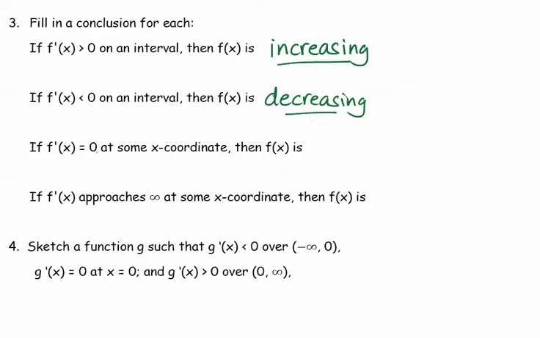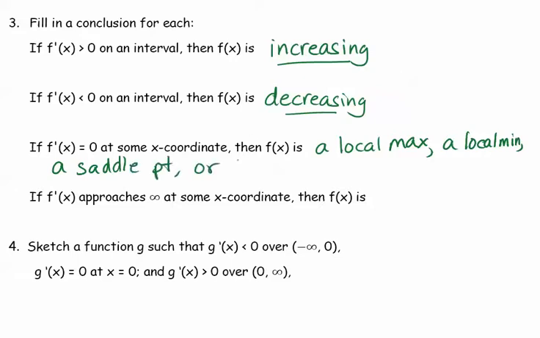If our first derivative is 0 at some x coordinate, then f of x is, a couple things come to mind here, a local max, a local min, a saddle point, or in a horizontal section of a graph.